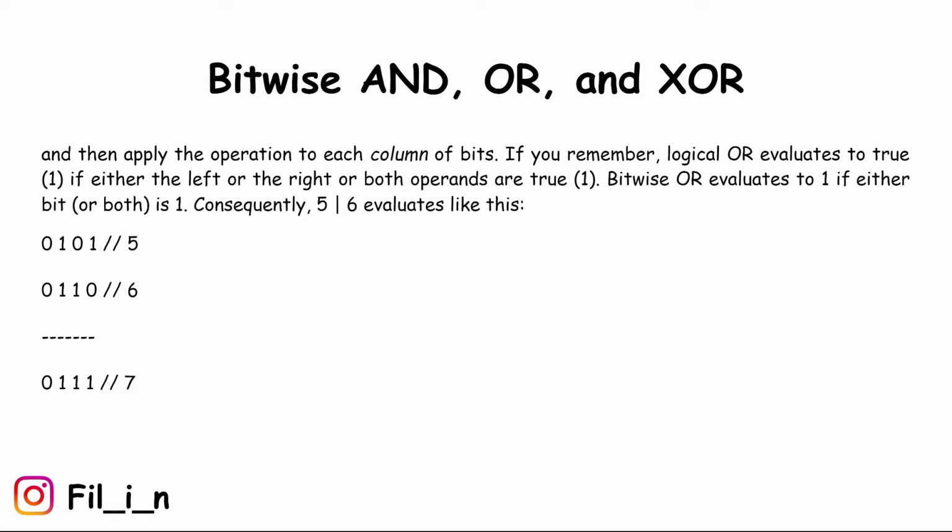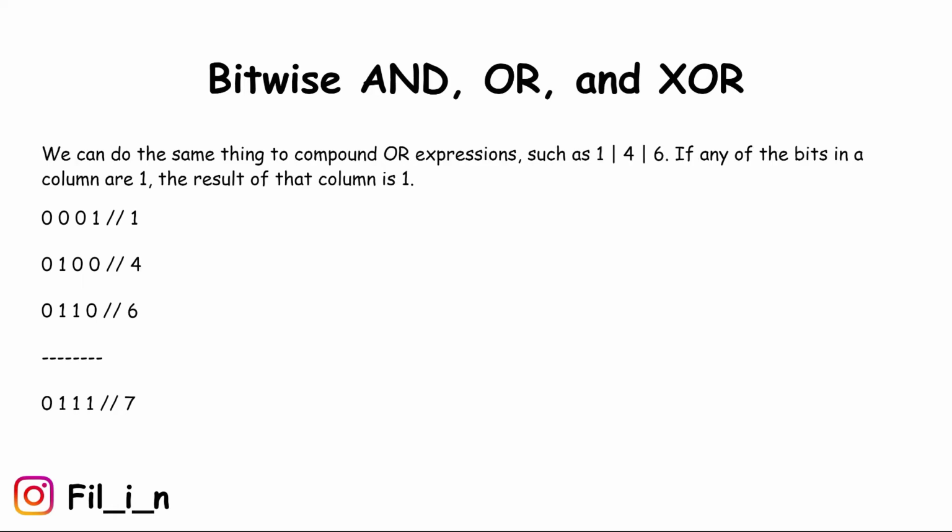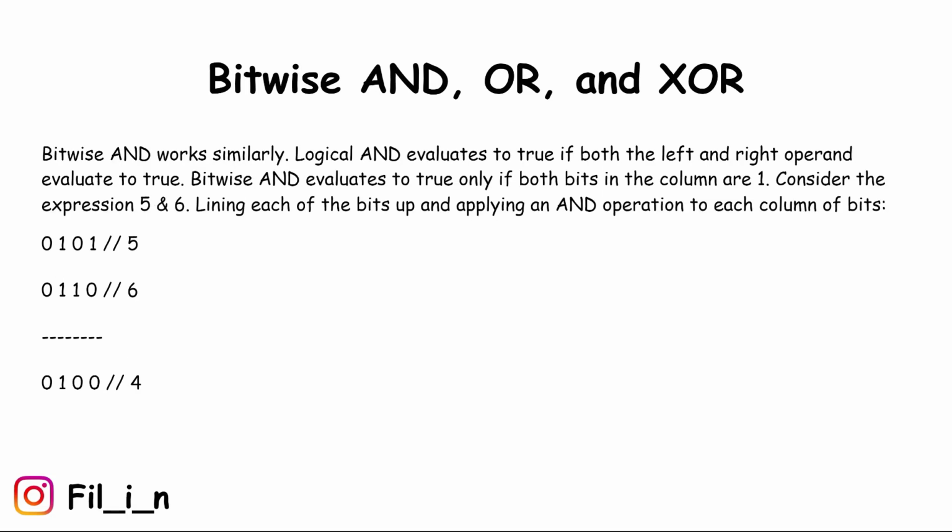Consequently, 5 | 6 evaluates like this: 0101, 0110, gives 0111, which is 7. We can do the same thing to compound OR expressions, such as 1 | 4 | 6. If any of the bits in a column are 1, the result of that column is 1. 0001, 0100, 0110, gives 0111, which is 7.